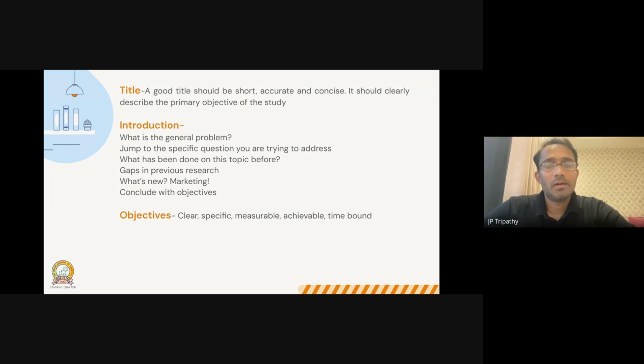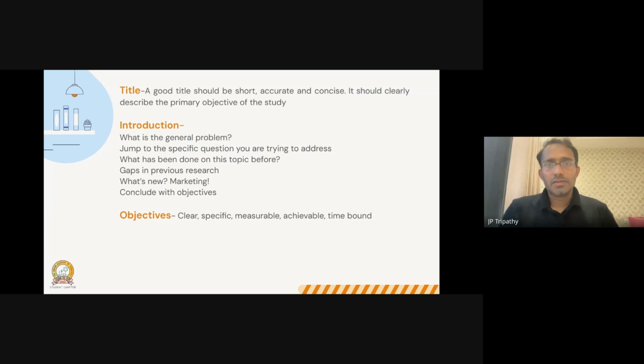You may or may not have secondary objectives, but every study must have a primary objective, which is the main focus of your study. And your title should clearly and exactly describe the primary objective of your study. Now, introduction. I would say most people do not read the entire introduction, especially when they review a protocol. But it is important for you to understand why you have taken up this research question.